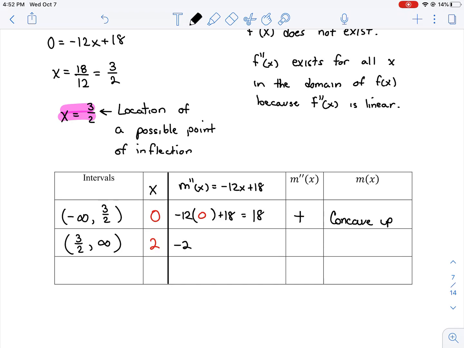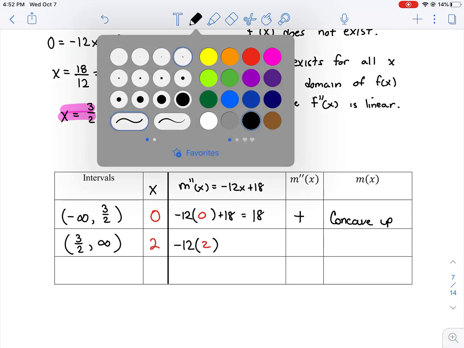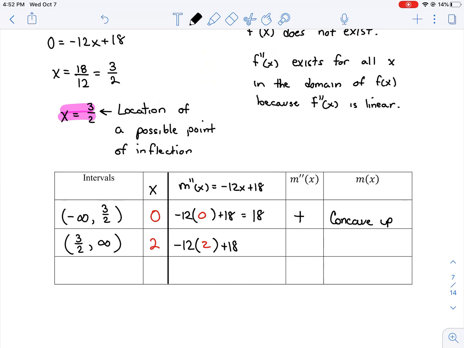I'm going to do the same thing with the 2. And this results in a -6. So the second derivative in this interval is negative. So the original function is concave down.